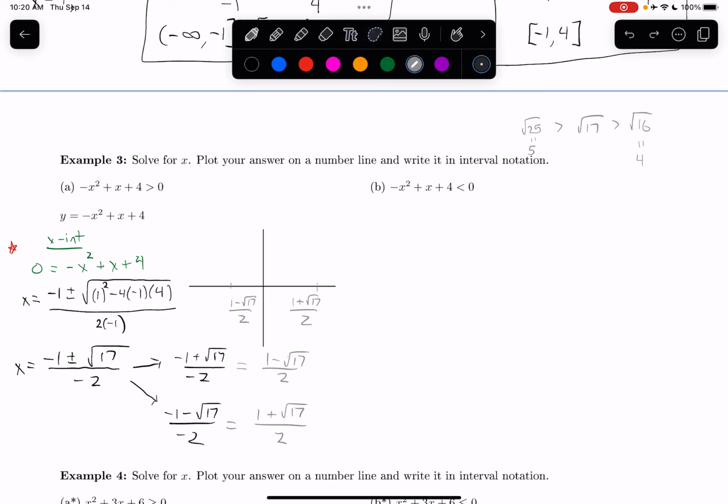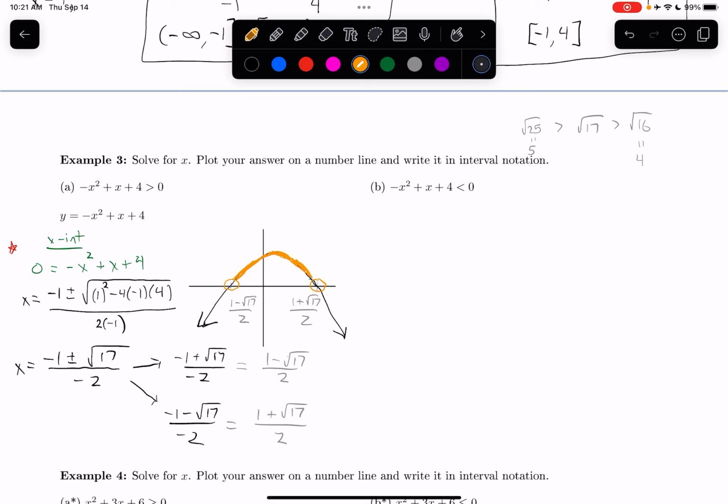Okay, leading coefficient. This time it's a negative 1, so I'm going to have a downward facing parabola. And in part A, it asks me, I want this whole thing to be greater than 0. So I want my y values to be positive. That means, because there's no equal sign on this, I cannot include these x-intercepts. I'm going to put open circles there. And then I'm going to shade in all the values where the y is bigger than 0. So these are all the places where y is bigger than 0.